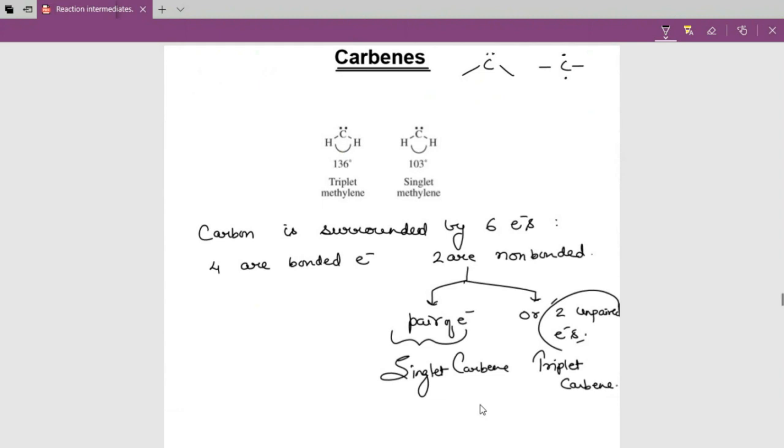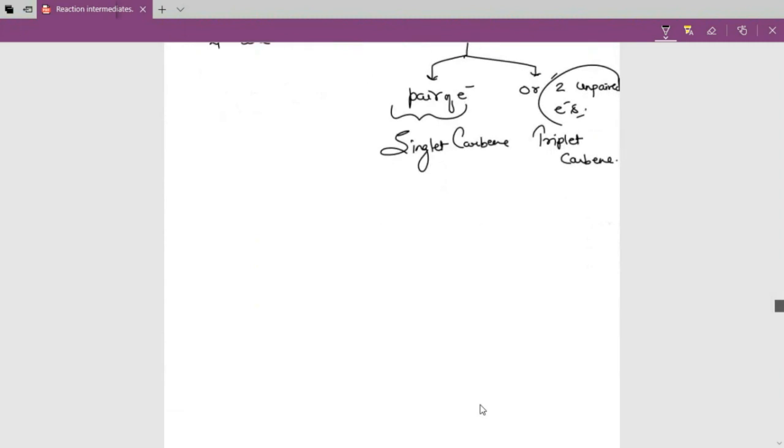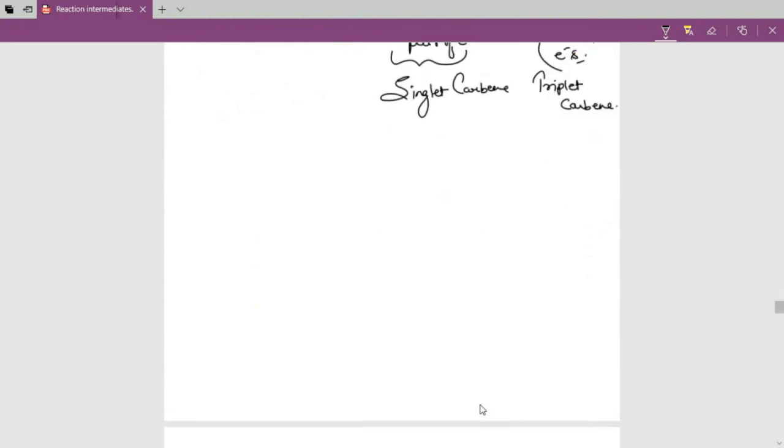Based on the arrangement, they are like this. In case of triplet carbene, this bond angle is towards 136. In singlet, it is like 103. Okay. Now, what is the difference? How are they formed? Basically, carbenes are formed by 1,1 eliminations.